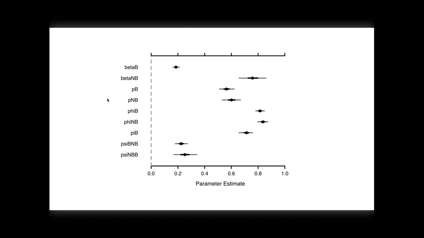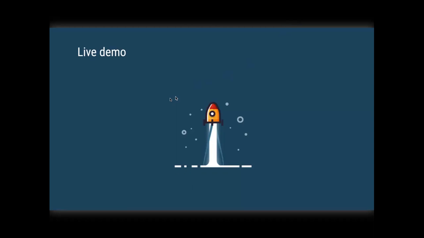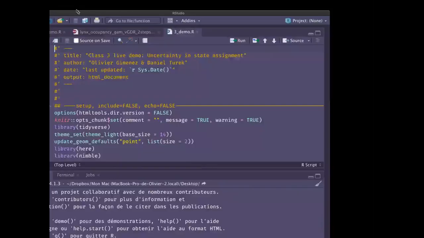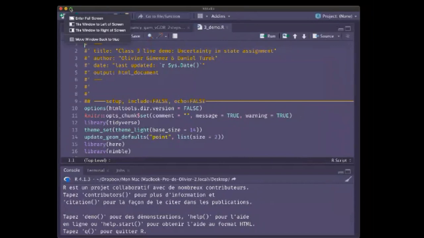Okay, live demo. Let's have a look at a live demo. I need to stop that. I need to go back to the website and get the script, open RStudio, and move RStudio to the screen I share. Then full screen, and it should be okay.